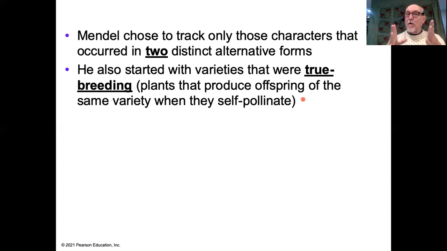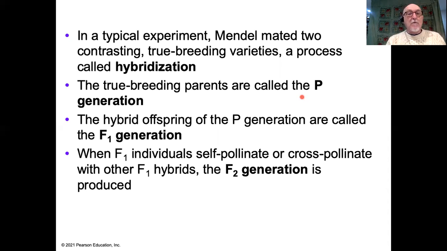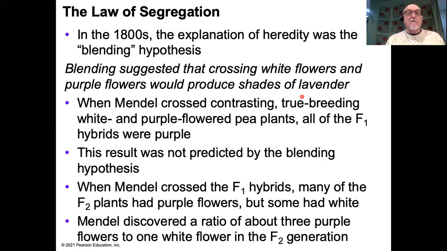And if you want to realize why, it's because the maternal and paternal chromosomes are identical for that character. So he starts with plants he knows are true breeding. So, and he would cross-fertilize them. Now, the prevailing theory at the time about inheritance was that inheritance was a process of blending.